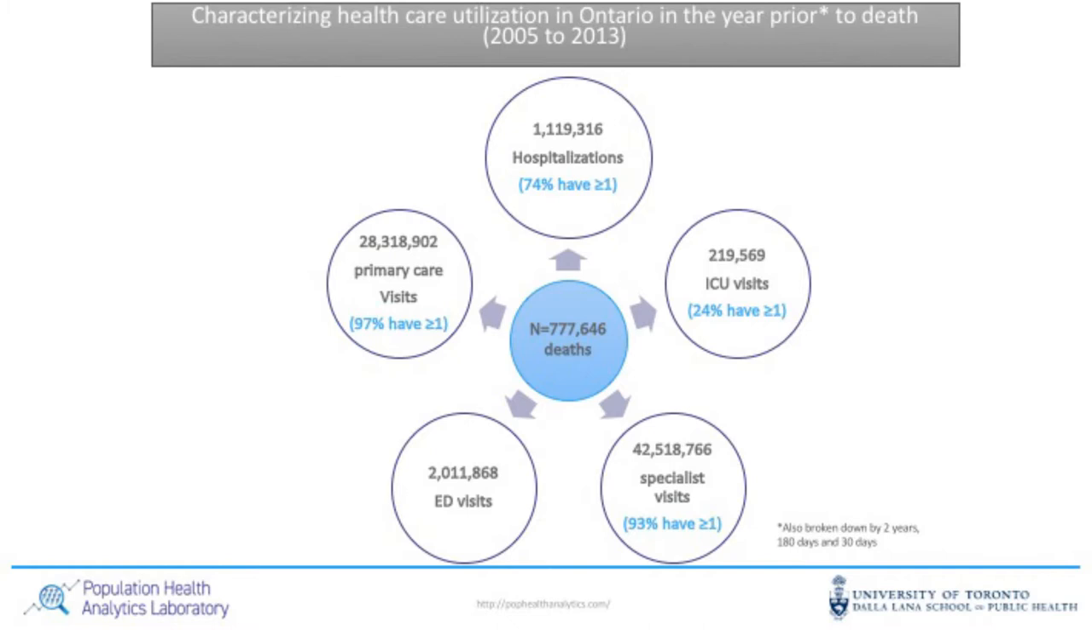And then the utilization stuff's very interesting. This is just a snapshot of the year prior to death, but we can go back to 2 years. We've done 2 years, 180 days and 30 days before death, and this is just in the 2005 to 2013 era. You can see almost 75% have at least one hospitalization, almost a quarter have an ICU visit, the vast majority see either primary care or a specialist, and there are 2 million ED visits as well. So you can get a sense of the healthcare burden prior to death, and then we can add the layers on. Does this vary by LIN? Does this vary by socioeconomic status? Is it more pronounced for certain conditions than others, and so on and so forth.